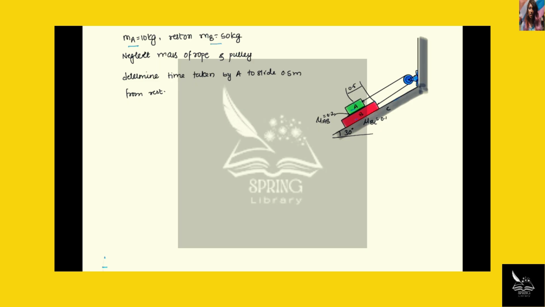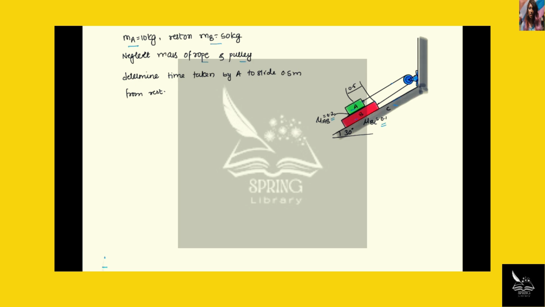Between A and B, the coefficient of friction is 0.2, and between B and C, which is our surface, it is 0.1. And they are connected by a pulley as shown and a rope. Now we have to assume the mass of the rope and pulley is 0, and we need to determine the time taken by A to slide 0.5 meters from the rest position.